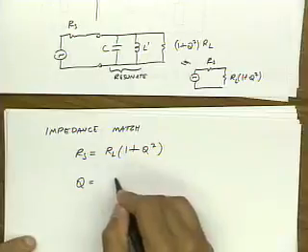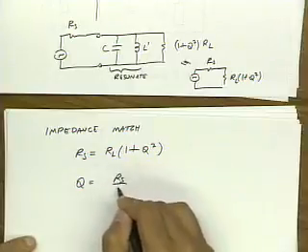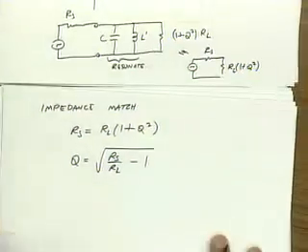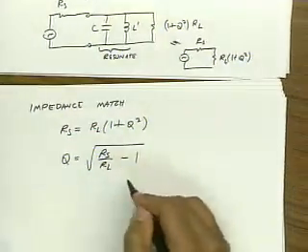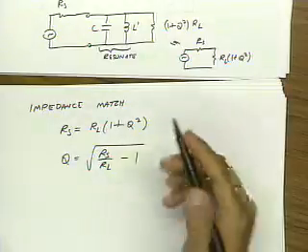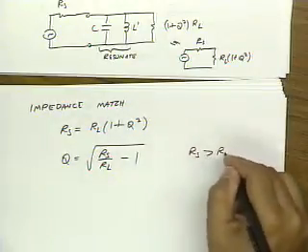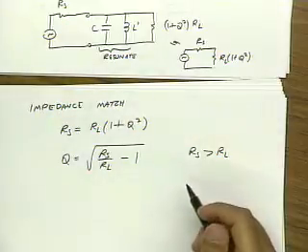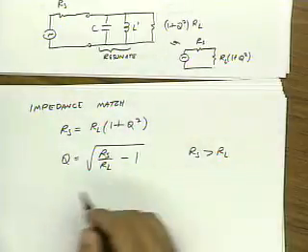I can see that I can now solve for Q as the square root of RS over RL minus 1. And because Q has to be positive, that means that RS has to be bigger than RL. So this circuit will transform a low impedance to a high impedance.